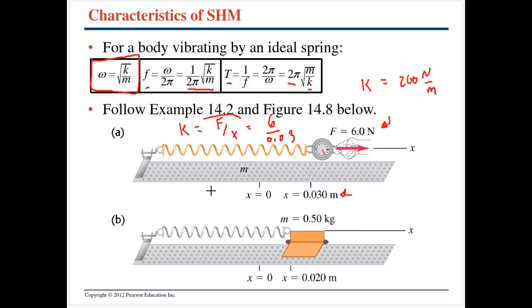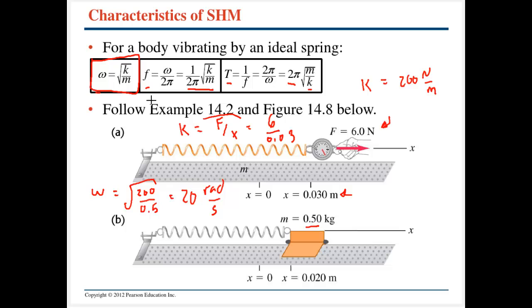Now suppose I want to calculate the angular frequency here. I would say that the angular frequency is going to be the square root of that spring constant k, which is 200, divided by the mass, 0.5 kilograms. And I'm going to come up with the angular frequency of 20 radians per second.